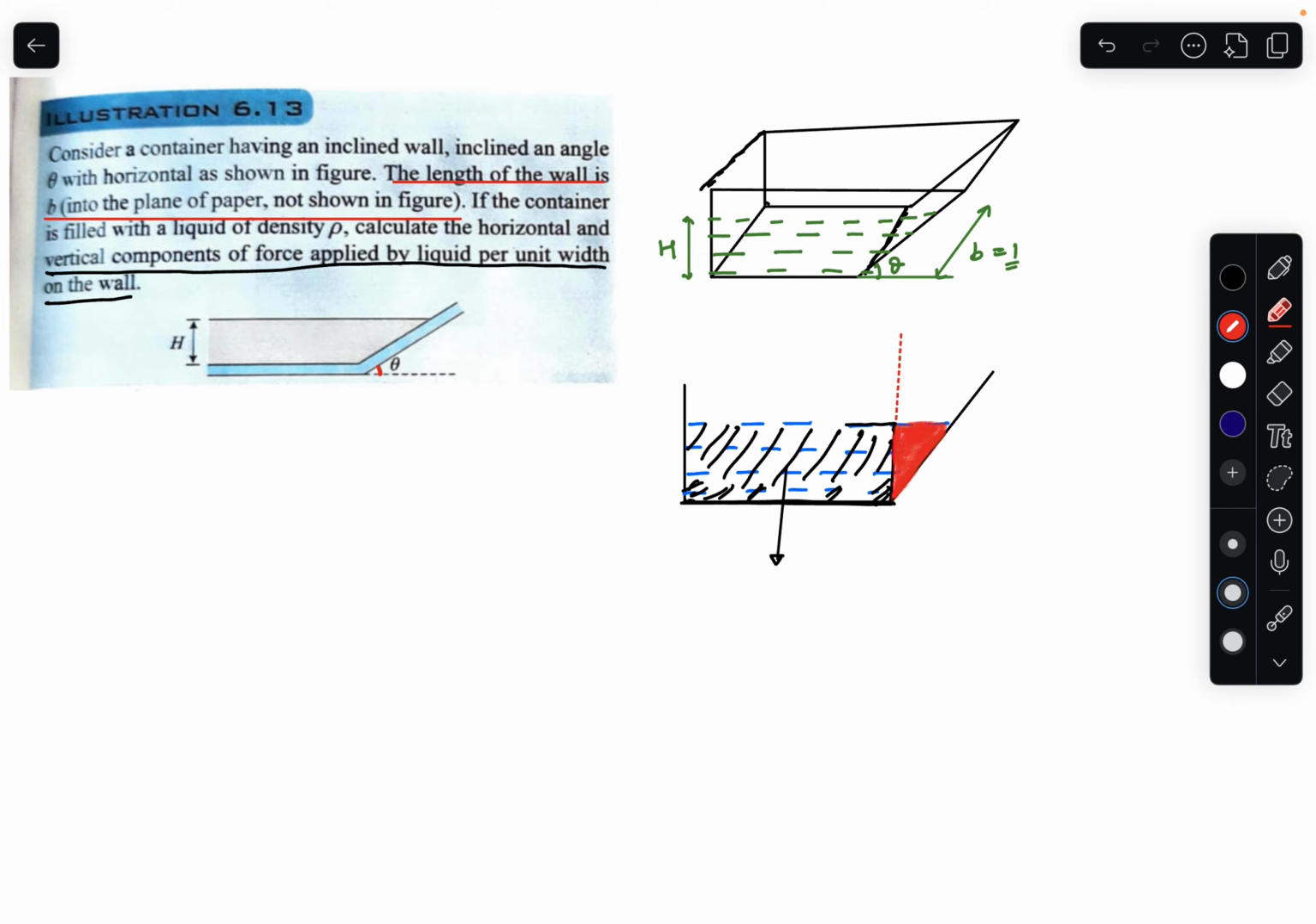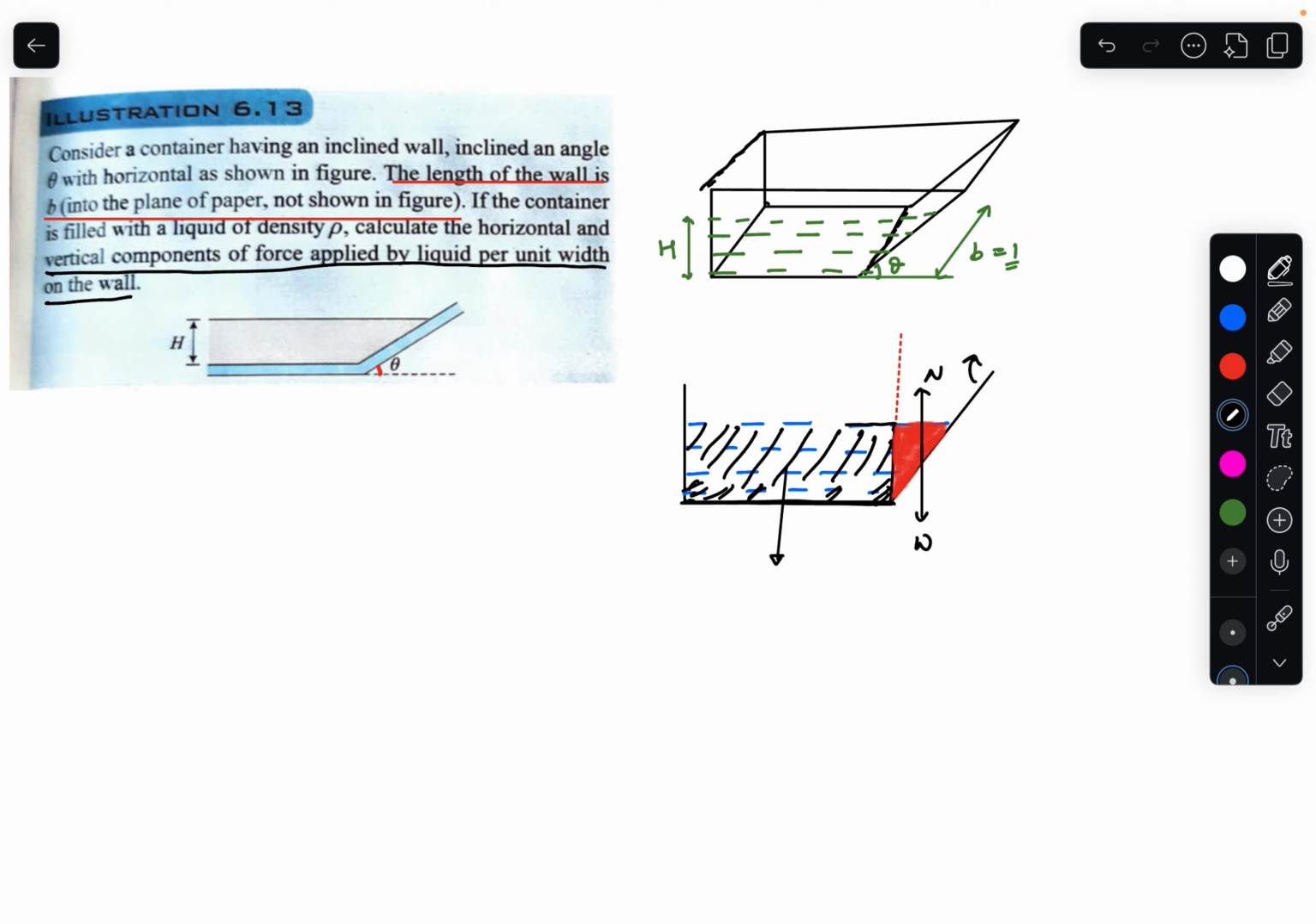So whatever the weight is of this part acting in the downward direction, let's suppose the weight W, that is being supported by this wall. So it will apply some net normal reaction in the upward direction.